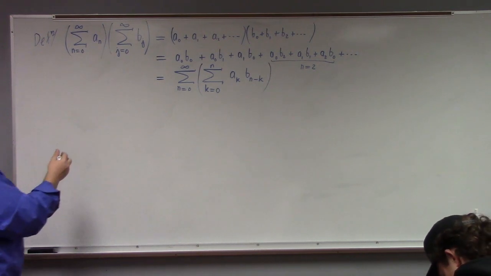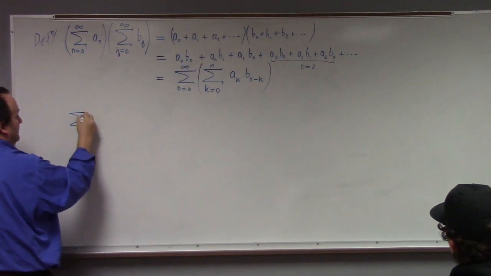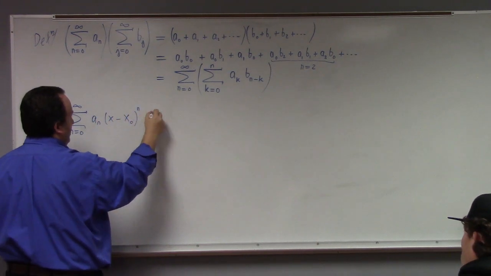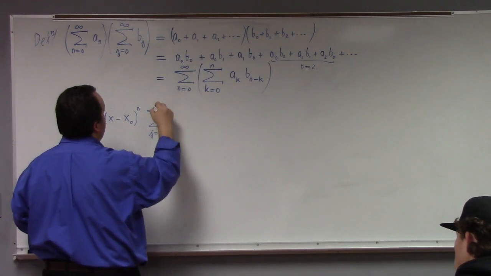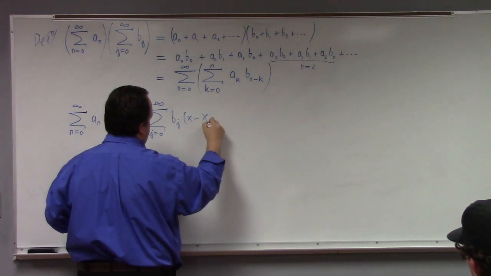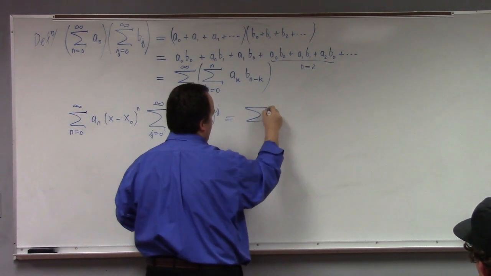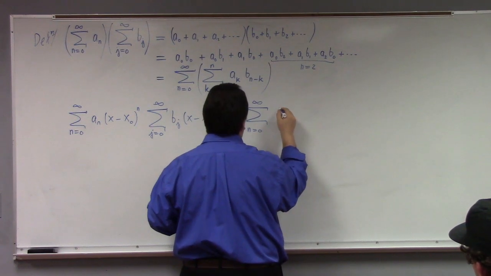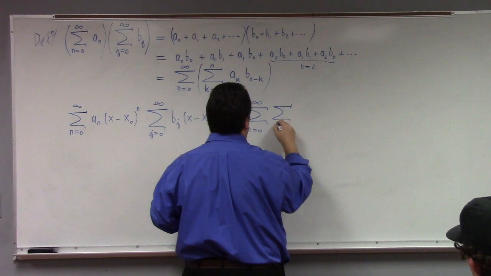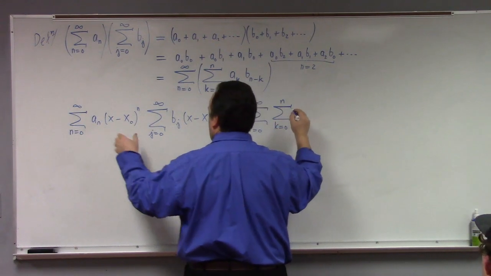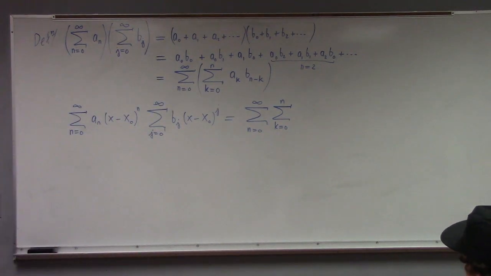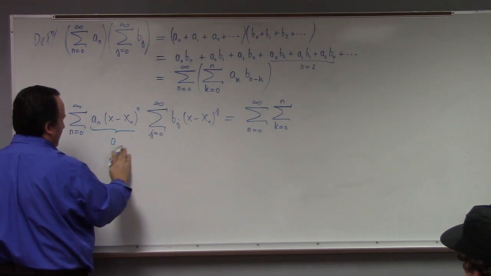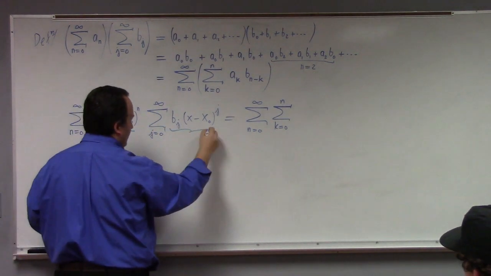So when we apply this to power series, it's more interesting. When you're looking at the sum n equals 0 to infinity of a sub n times x minus x naught to the n power, times the series j equals 0 to infinity of b sub j times x minus x naught to the j power, then that's equal to the sum n equals 0 to infinity of the sum k equals 0 to n of, and what's going on in this game I'm playing is that what I'm thinking of here plays the role that a sub n did up here, and this plays the role that b sub j did up there.